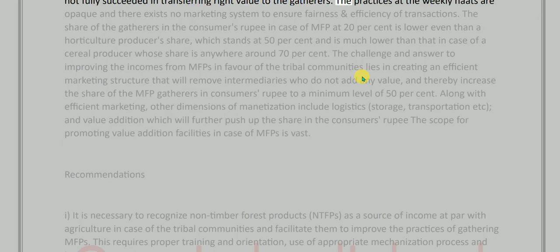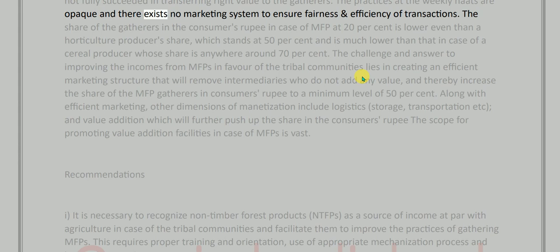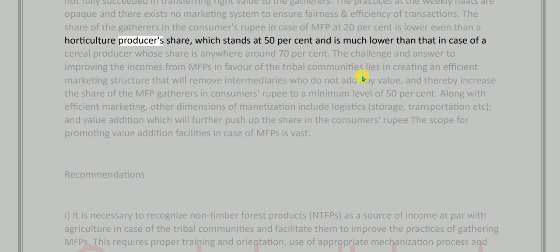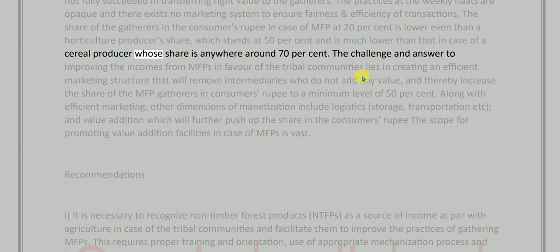The practices at the weekly haats are opaque, and there exists no marketing system to ensure fairness and efficiency of transactions. The share of the gatherers in the consumer's rupee in the case of MFP, at 20%, is lower even than a horticulture producer's share, which stands at 50%, and is much lower than that of a cereal producer, whose share is anywhere around 70%.